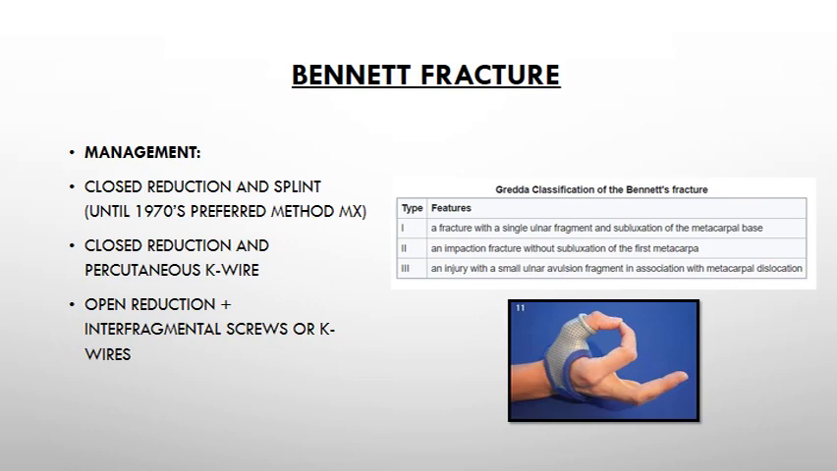So, the management of these types of fractures. Until the 1970s, the preferred method was a closed reduction and a splint, with the splint an example shown at the right bottom of the slide. But a closed reduction and percutaneous K-wire, as well as an open reduction with interfragmentary screws or K-wires, are now the trend.